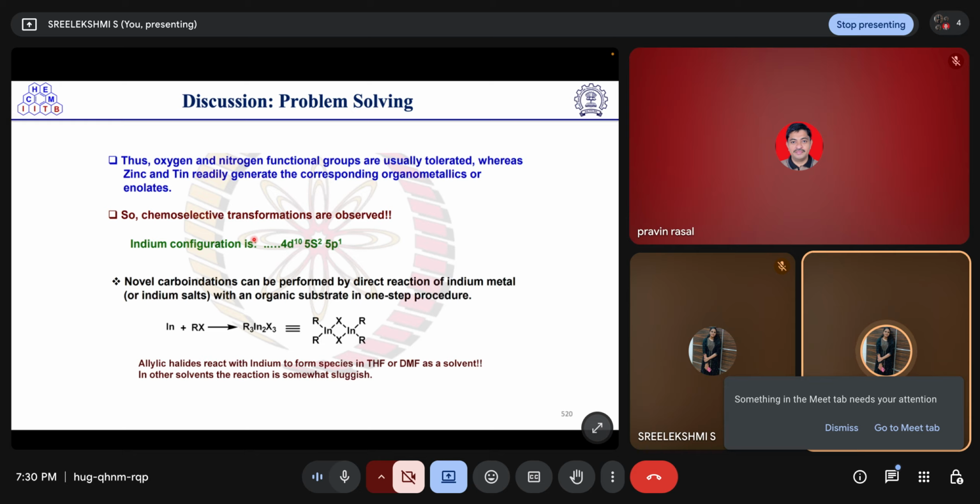Indium has the configuration 4d10 5s2 5p1, and using this many chemoselective transformations can be observed. Novel carbometalations can be performed by direct reaction of indium metal or indium salt with an organic substrate, giving this type of compound through a one step procedure. Also, allylic halides can react with indium to form species in THF or DMF as solvent. Usually these two solvents are preferred, THF or DMF. In other solvents the reaction is somewhat sluggish.